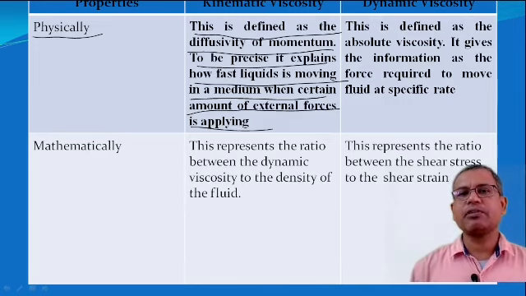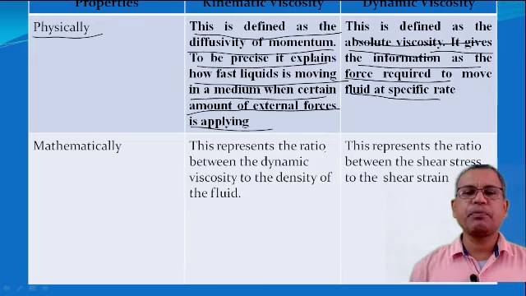Whereas dynamic viscosity is defined as the absolute viscosity. It gives the information as the force required to move the fluid at a specific rate. In previous classes we discussed that kinematic viscosity represents the quality of the viscosity. On the other hand, dynamic viscosity represents the quantity, that is, it gives the information as the force required to move the fluid at a specific rate.